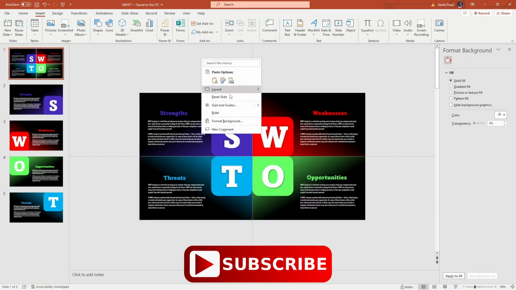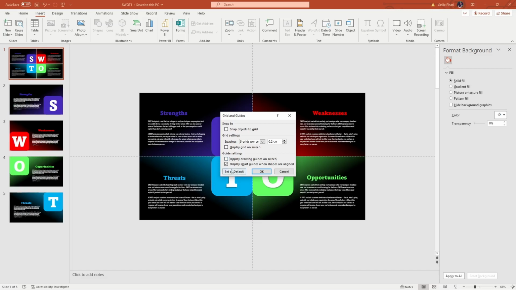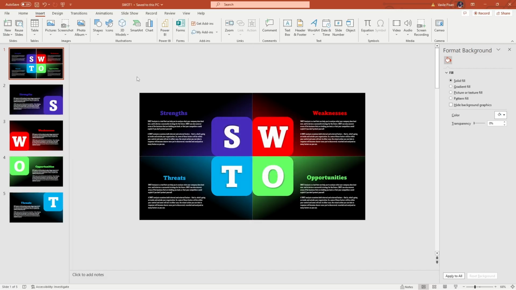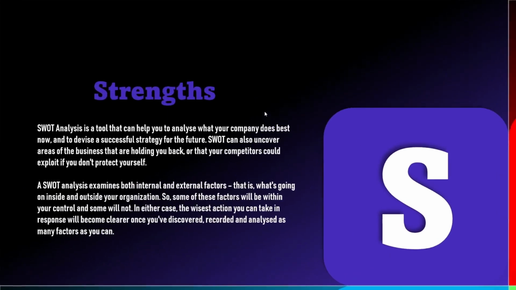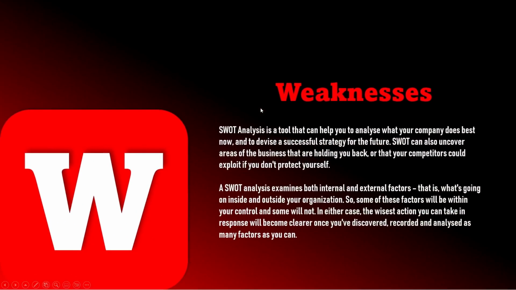and simply extend them. Cool. Remove the grid and guides, untick this option again, click OK, and here we go. Let's see what we've got. So, going to the first slide, next one.